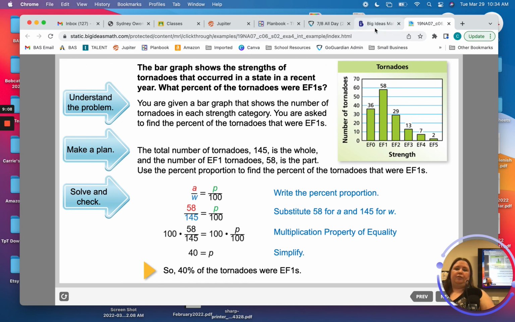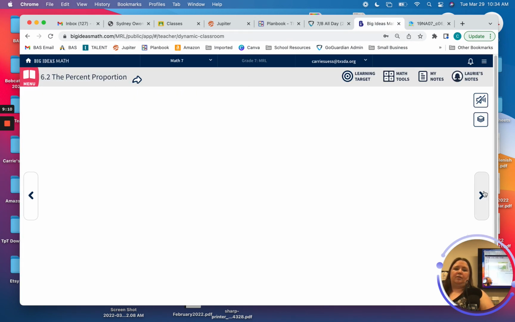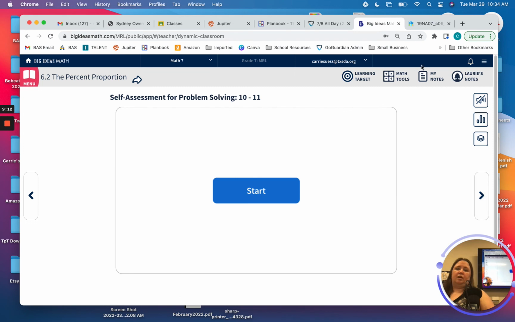Make sure you finish your self-assessment. It is due Thursday, all the way through number 11.